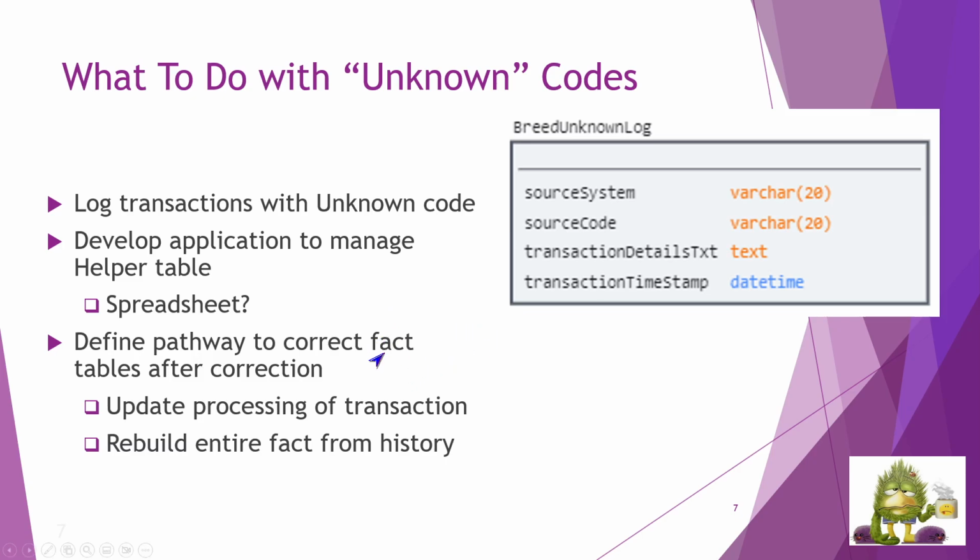Either way, there needs to be a pathway to correct that data. Typically, you would want to possibly update the transactions that are in the data warehouse, or you might need to rebuild the entire fact table from history. And it also depends on how often things change. You might want to have a manual way that you can correct this, or an automated way as well. But in one data warehouse that we were building, a data mart, the data was changing so fast that we could not keep up with the changes in the reference data.